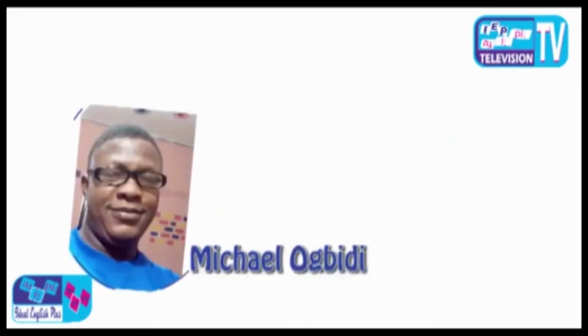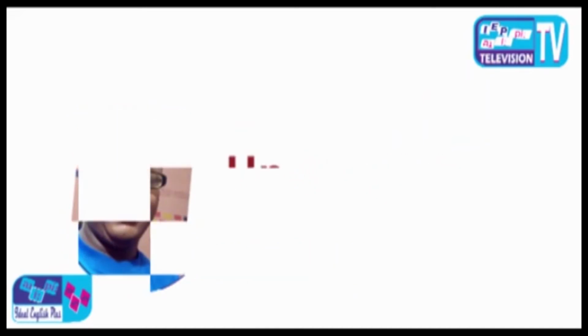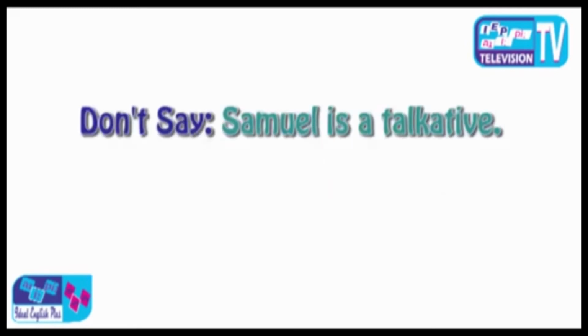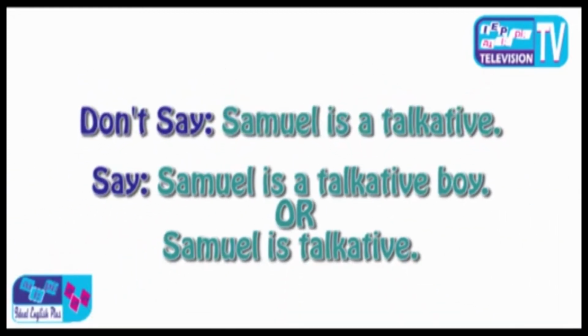Before I go, I'd like to correct one error in English. Most people say Samuel is a talkative. Well, this is wrong because the word talkative is an adjective and should describe a noun. So it's better to say Samuel is a talkative boy, where talkative describes the noun boy. You can also say Samuel is talkative, taking away the article a.